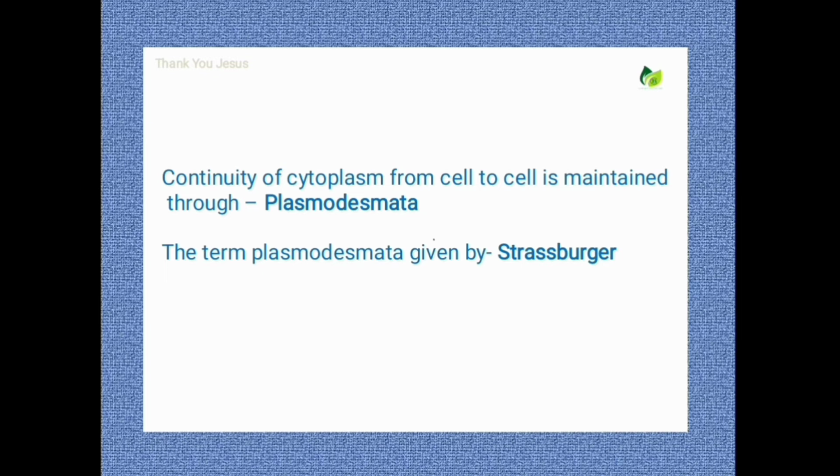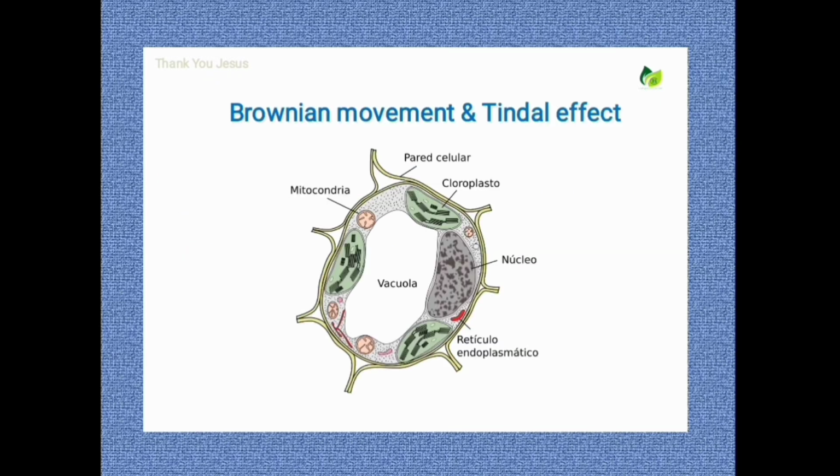Next question. The term plasmodesmata was given by the scientist Strasburger. Answer is Strasburger. Next, the protoplasm exhibits two types of movements, such as Brownian movement and Tyndall effect. So we have to learn these two things. They are very important. So let's see the first one.